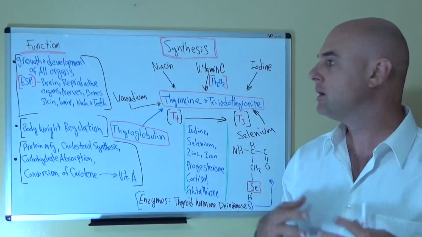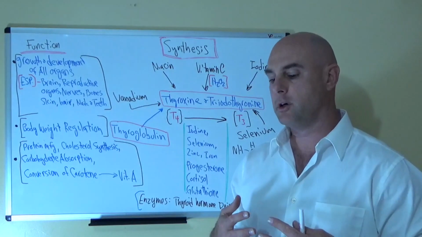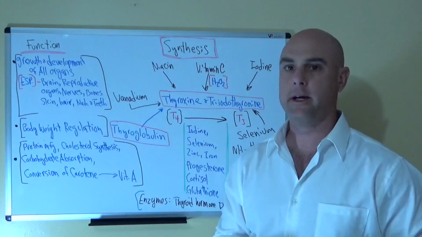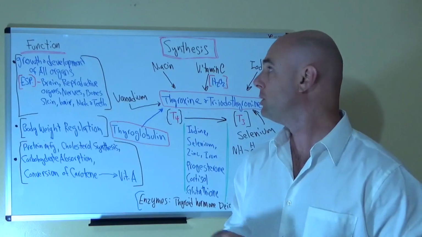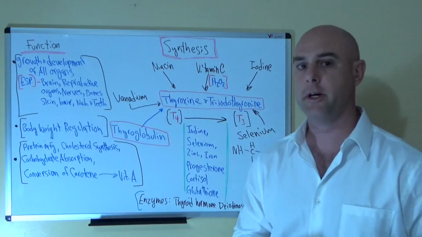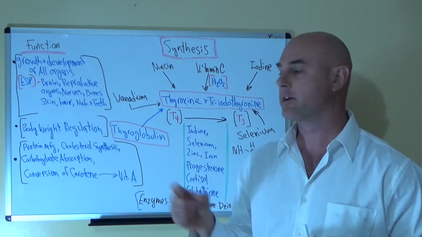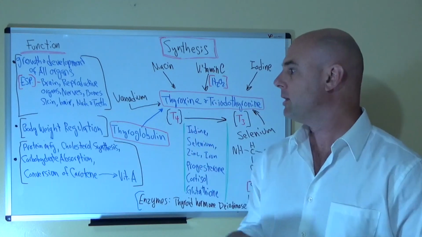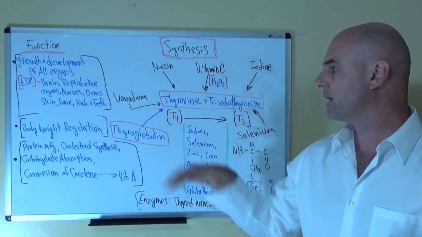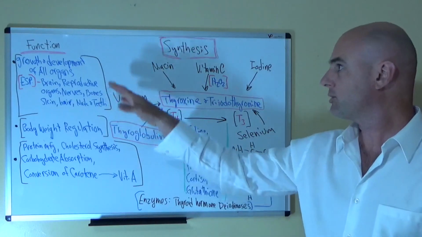Okay, so in this video I'm going to go over some overall functions of the thyroid gland and the thyroid hormones, as well as some of the vitamins and minerals that are needed to synthesize thyroxine and triiodothyronine. So pretty much everything's on the board. I'm just going to walk through it. We'll start with the function.